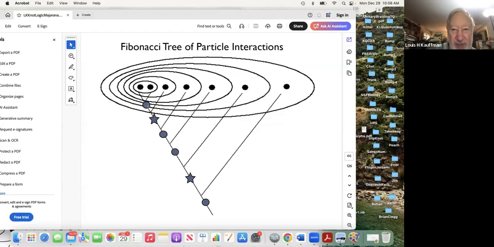And then here's a sequence of things that could have happened. I could have gotten the particle back, then I got a nothing. Then I got the particle back, and I got the particle back, and then I got a nothing, and then I got the particle back. Nothing interacts with the particle always to produce the particle, so you can't have two nothings in a row.